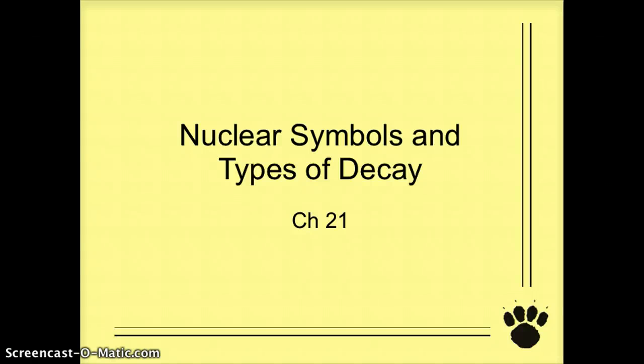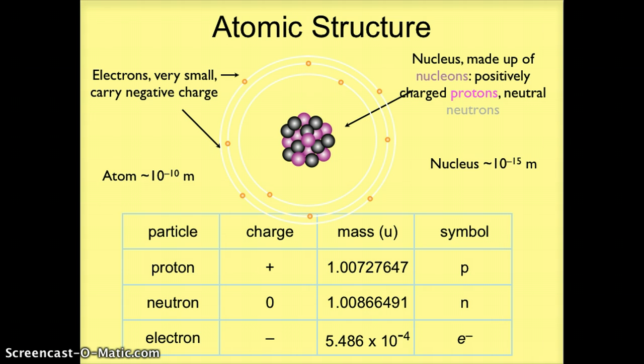Today's notes are on nuclear symbols and types of decay and reactions in nuclear chemistry. The first couple of slides are all things that are review, so I'm just going to pause on them. Please stop the recording and write down the information that you feel you need, things that you might want to recall again later, but this is all stuff that we've seen before in previous notes.